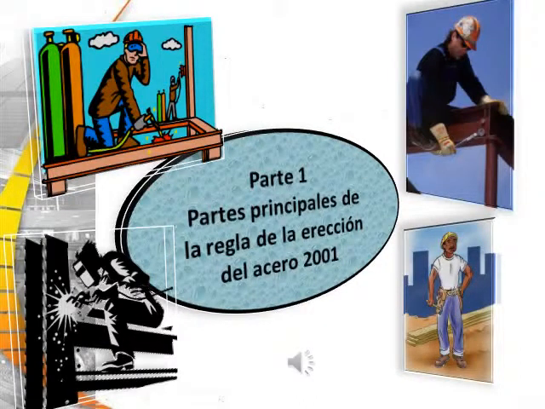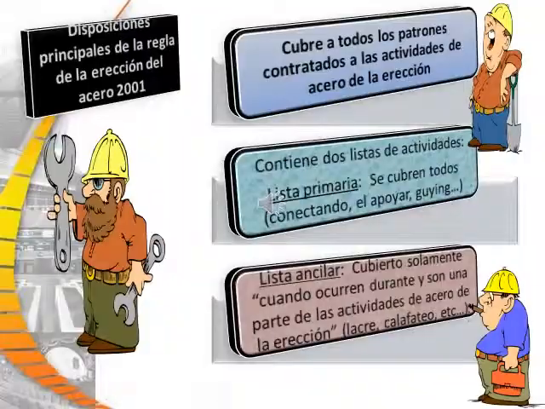Part 1. The main parts of the steel erection rule affecting construction personnel. The 2001 Steel Erection Rule covers all employers engaged in steel erection activities. It contains two lists of activities. The primary list, all are covered: connecting, bracing, and guying activities. And the ancillary list, which covers activities when they occur during or are part of steel erection activities, such as sealing and caulking activities.